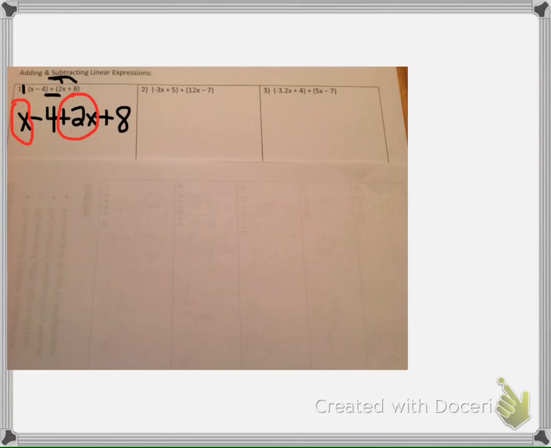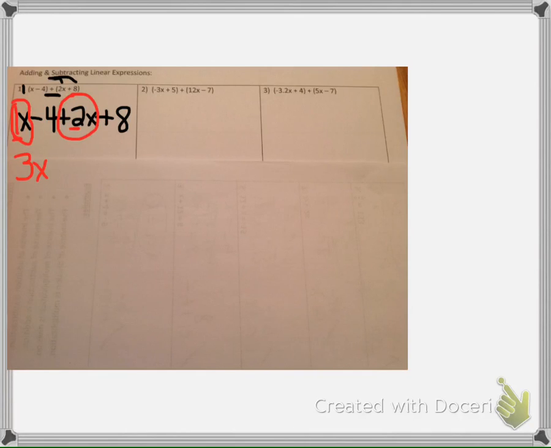Same signs you're going to add, and there's an invisible 1 in front of here, right? So 1x plus 2x, okay? All you're going to do is add your coefficient, okay? This is your coefficient. So 1 plus 2 is 3. And then you just bring your x over. It's like 1 apple plus 2 apples is 3 apples. Okay, so 1x plus 2x is 3x.